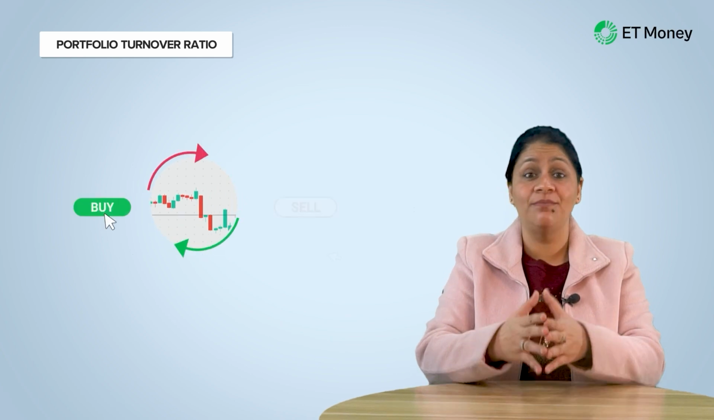A portfolio turnover ratio is a useful metric that tells how frequently the fund manager buys or sells the stocks. A ratio of more than 100 means that the entire portfolio has changed in the past year. But there is nothing good or bad about a high or low portfolio turnover ratio. It just helps us understand the investment style of the fund manager.